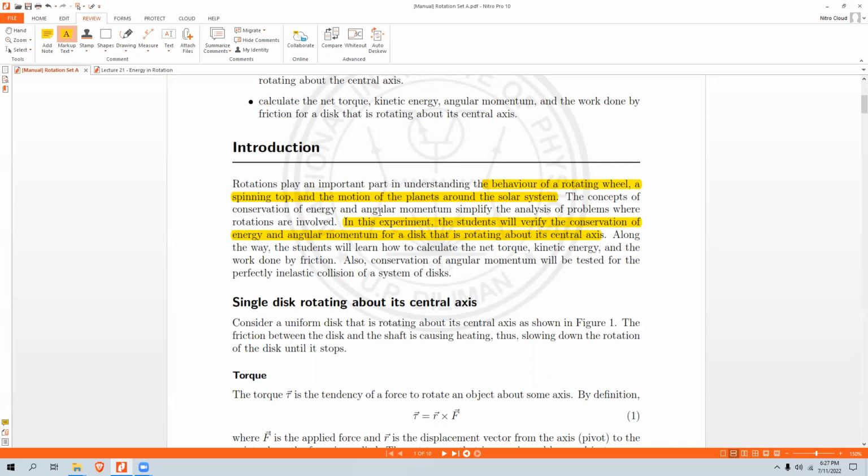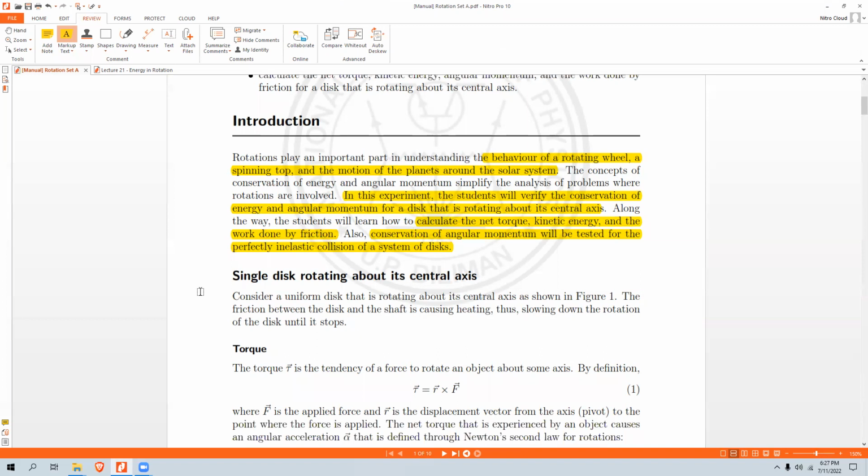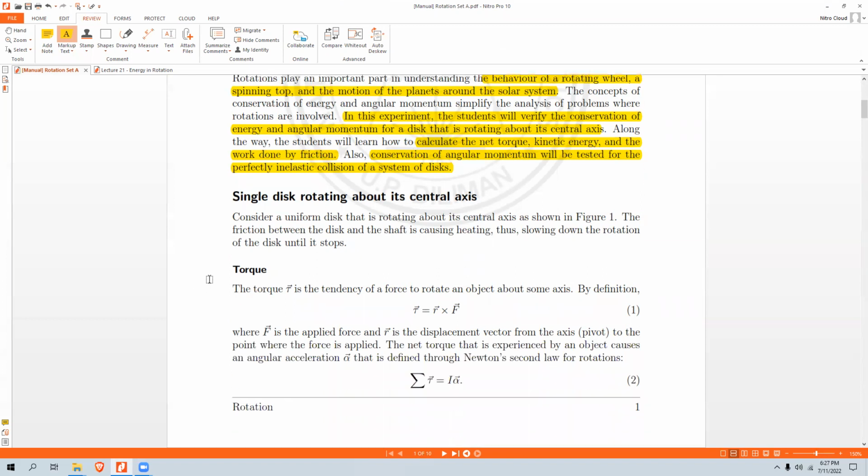You will also be testing for the perfectly inelastic collision of a system of disks, as well as calculate many rotation-related quantities such as torque, kinetic energy, and work done by friction. Now let us discuss some of these quantities that we will be tackling.